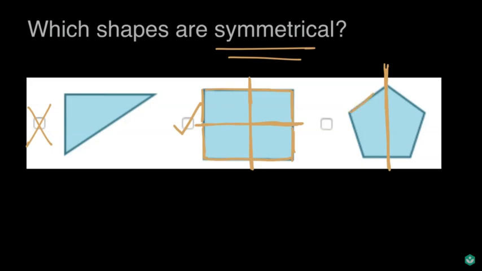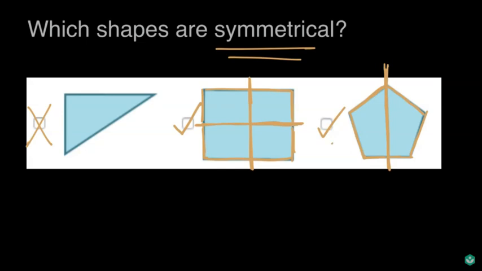Then if we folded this side, it should line up nicely to this side, and this side would overlap, and these two would match exactly. So again, it has one line of symmetry, so it is symmetrical.